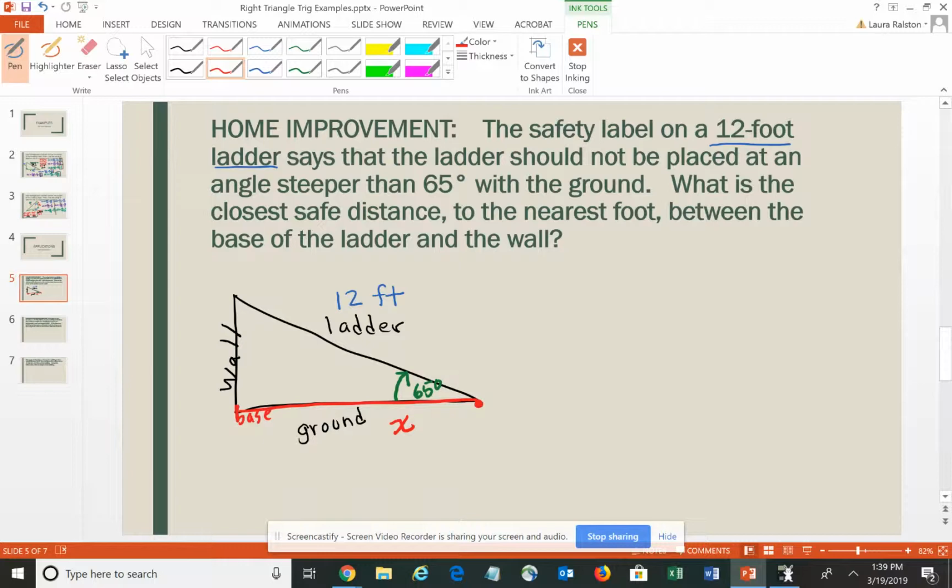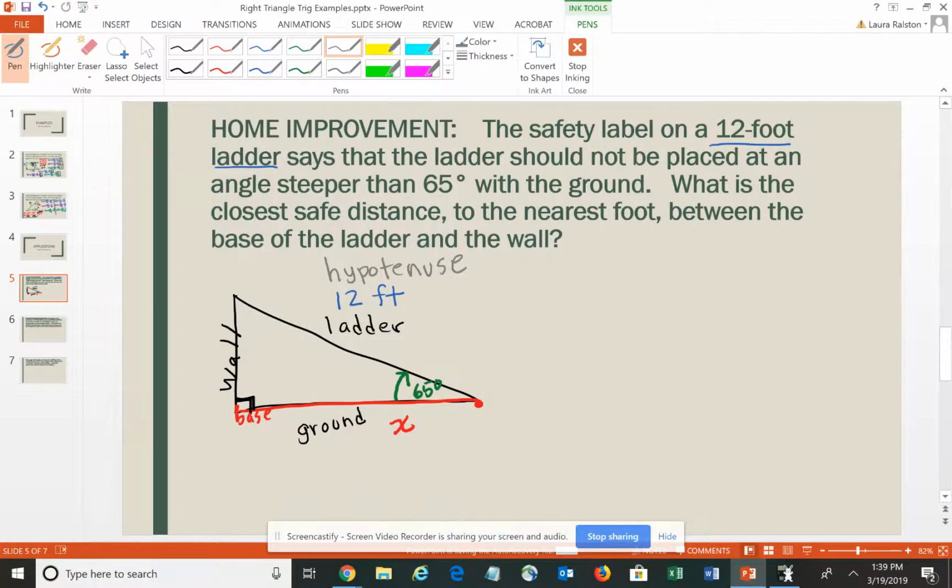I know that one angle, and I hope it's obvious. Maybe it's not to you, but it's obvious that the wall should create a right angle with the ground. Okay, so you have your right angle. So the ladder here represents my hypotenuse. Okay, so the ladder is my hypotenuse.